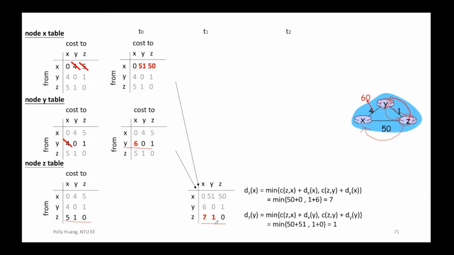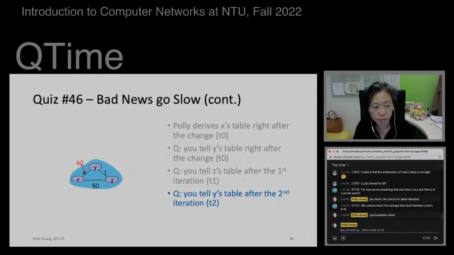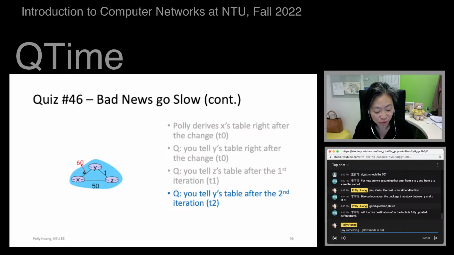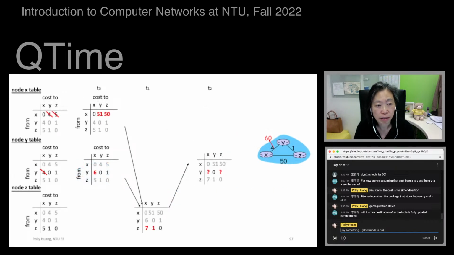If we continue on, as z here finished calculating dz, this is going to go out and reach y and x. As a result, y here can calculate dy again, given the new dz. All right, so you guessed. Quiz 46 is then to calculate dy at time t2. So go on and calculate. Yeah, so that's the 2 question marks.